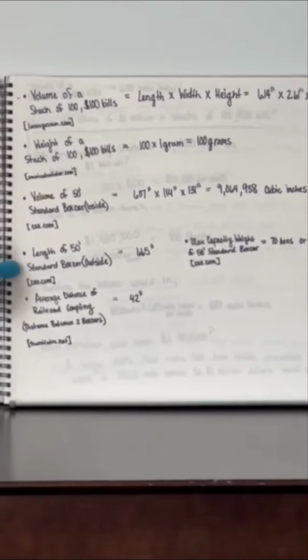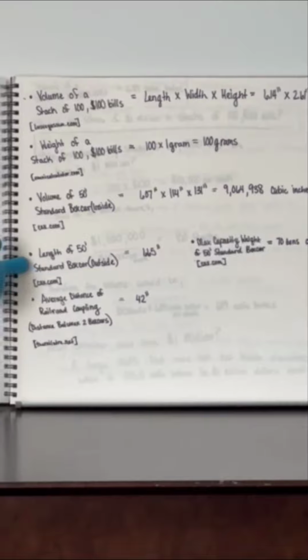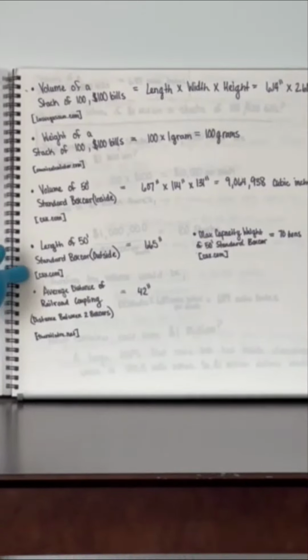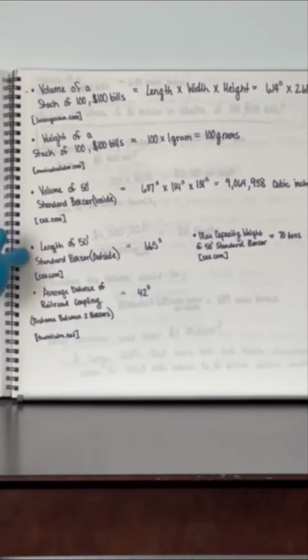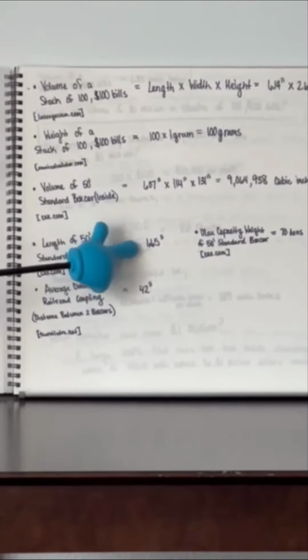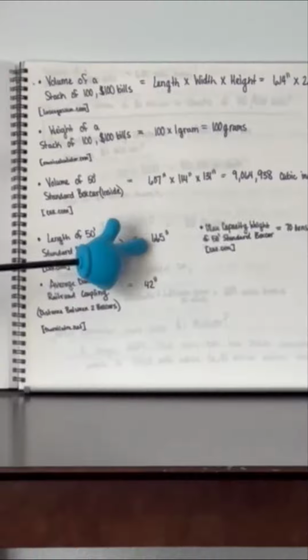Next, we have the length of the 50-foot standard boxcar's outside length. Once again, this information comes from csx.com. The outside length of the boxcar is going to be 665 inches.